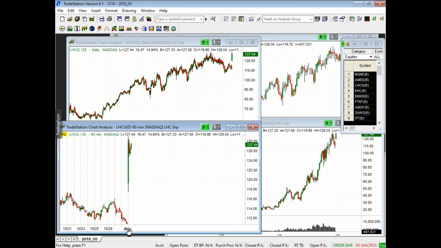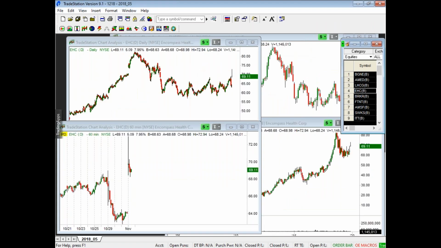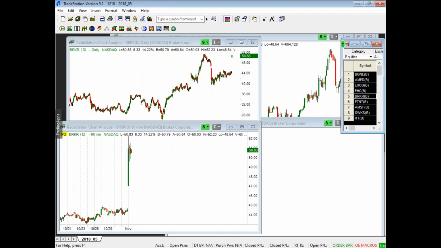Here's another example. We've got the bear trap and the breakout on the upside. So another good example of it. Got a lot of them here today.